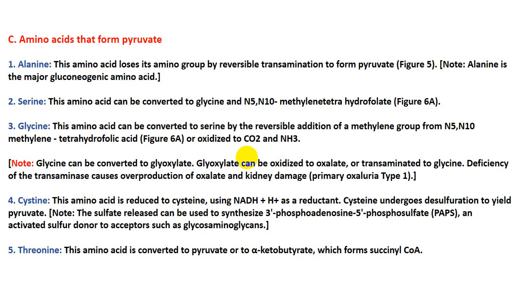The fifth amino acid is threonine, a glucogenic and essential amino acid, so it is converted directly to pyruvate or converted to alpha-ketobutyrate, which is converted to succinyl coenzyme A.